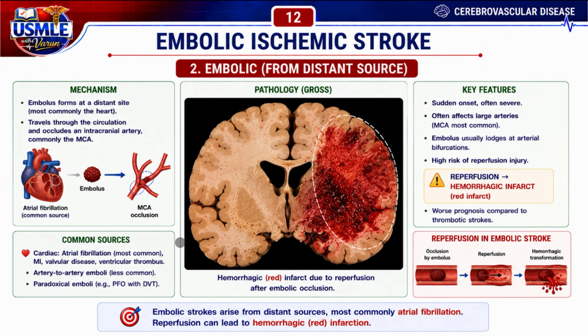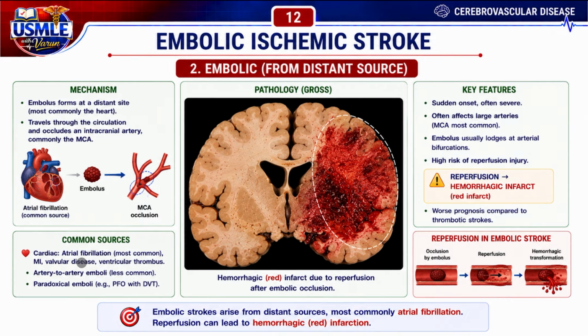Now, coming to embolic ischemic stroke. In embolic stroke, the clot comes from elsewhere, commonly the heart in conditions like atrial fibrillation. The embolus forms at a distant site, most commonly the heart, and travels through the circulation and occludes an intracranial artery, most commonly the middle cerebral artery. So, atrial fibrillation is a common source where the embolus travels and occludes the MCA. This is a typical pattern that we need to be vigilant about in any questions on the USMLE.